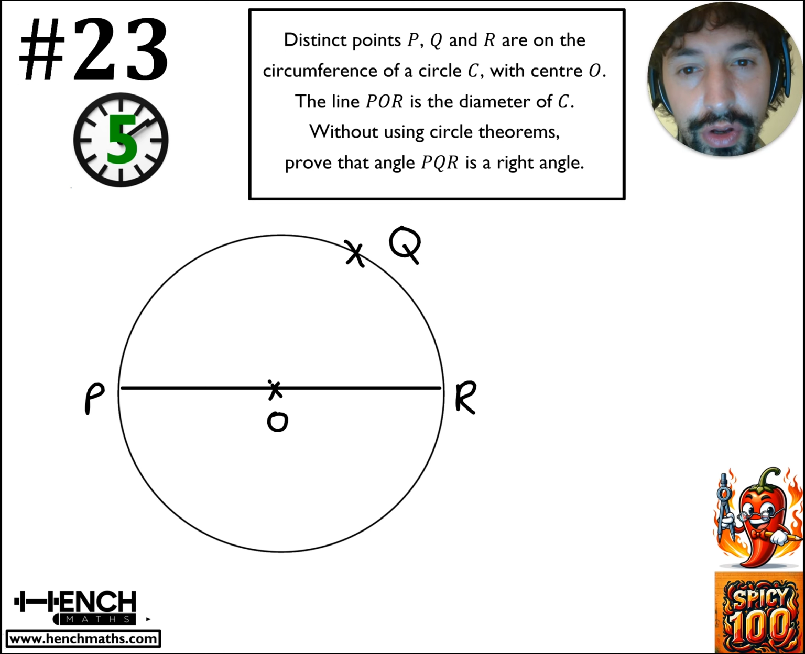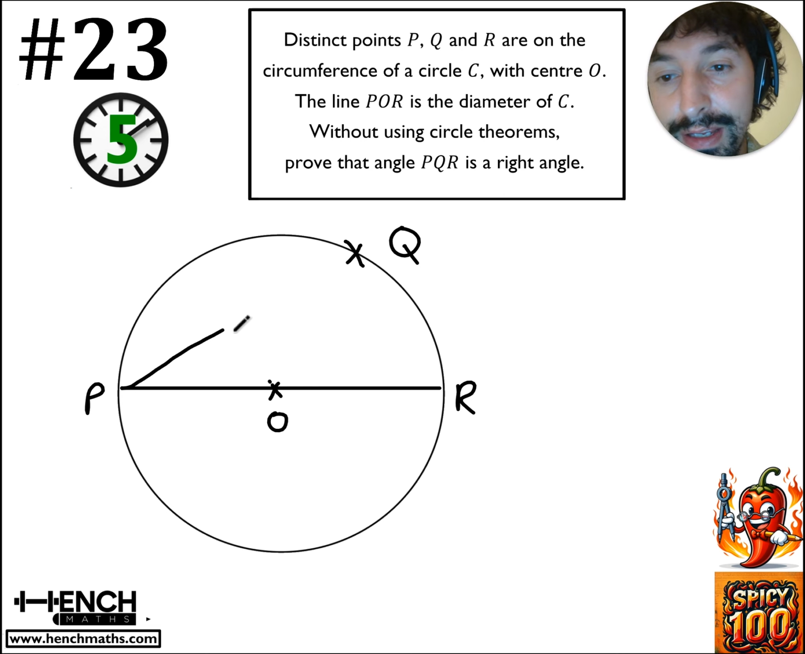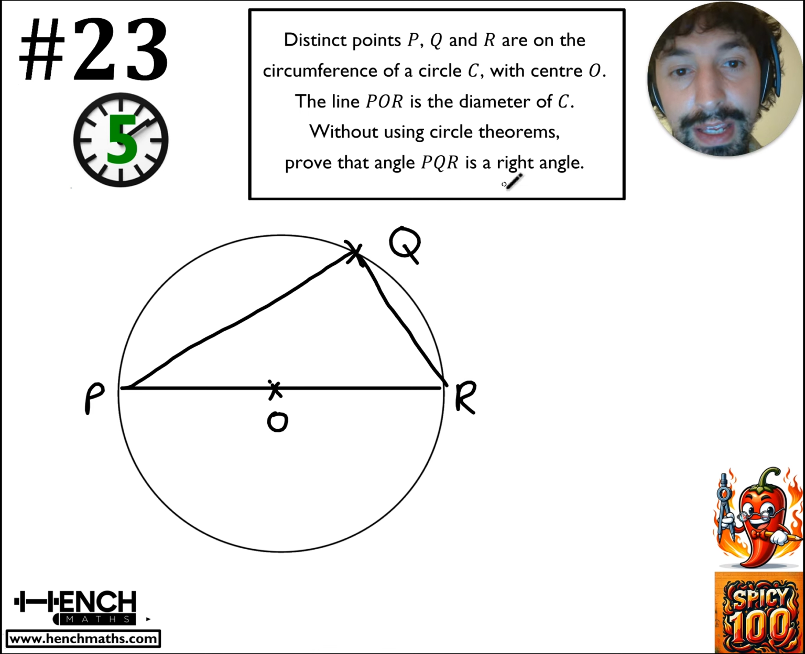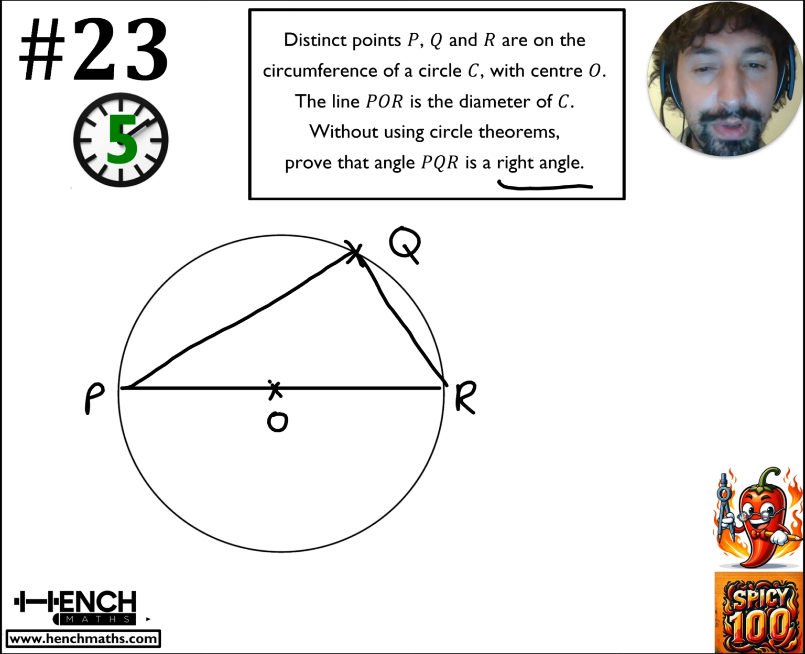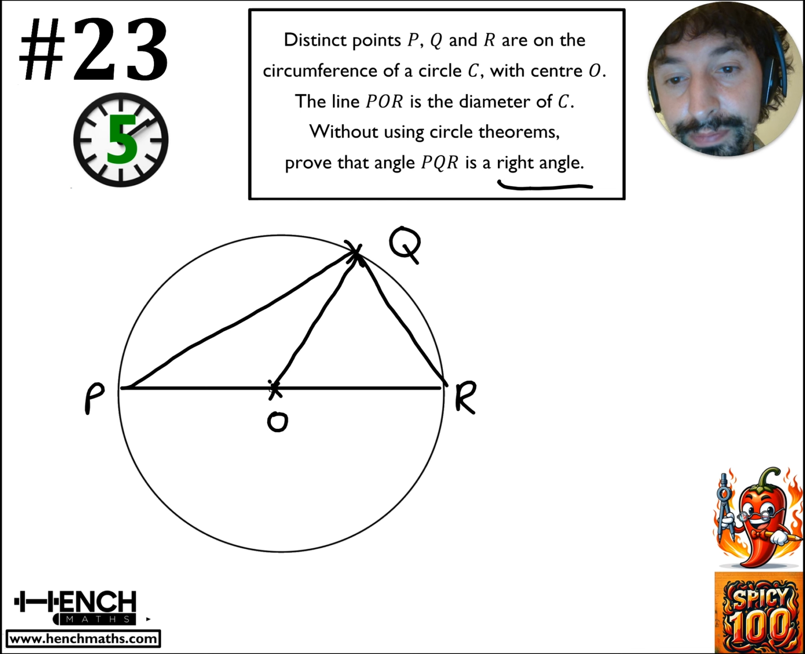And so what we're trying to show is that PQR, so P to Q to R, is a right angle, but we're not allowed to use circle theorems. So how can we do it if we don't? The trick here is to add an extra line. So if we add a line from O to Q, we can split this into two triangles.